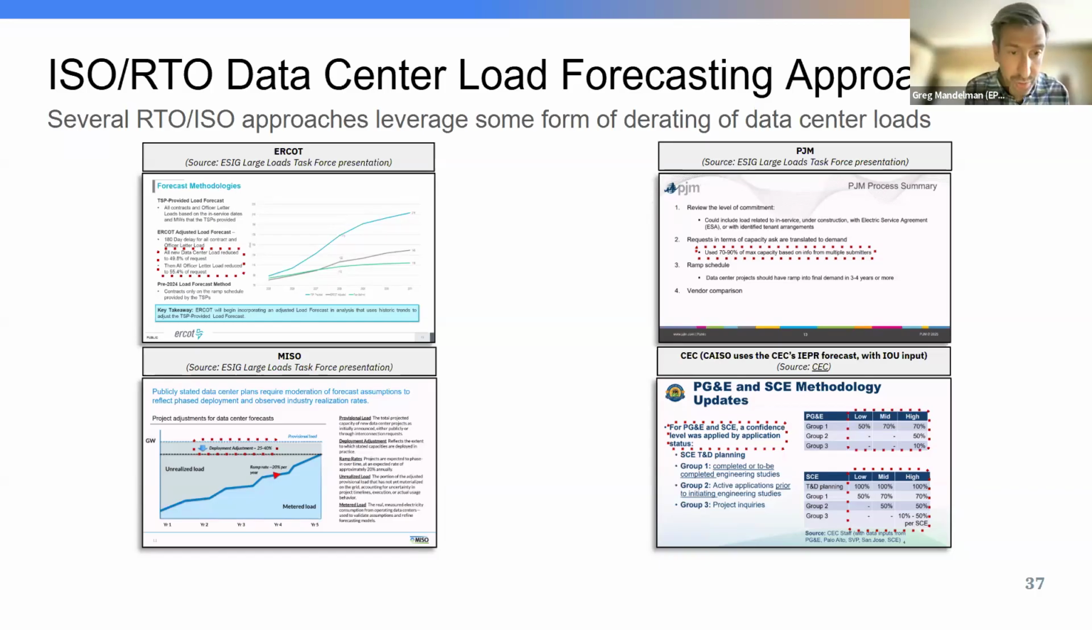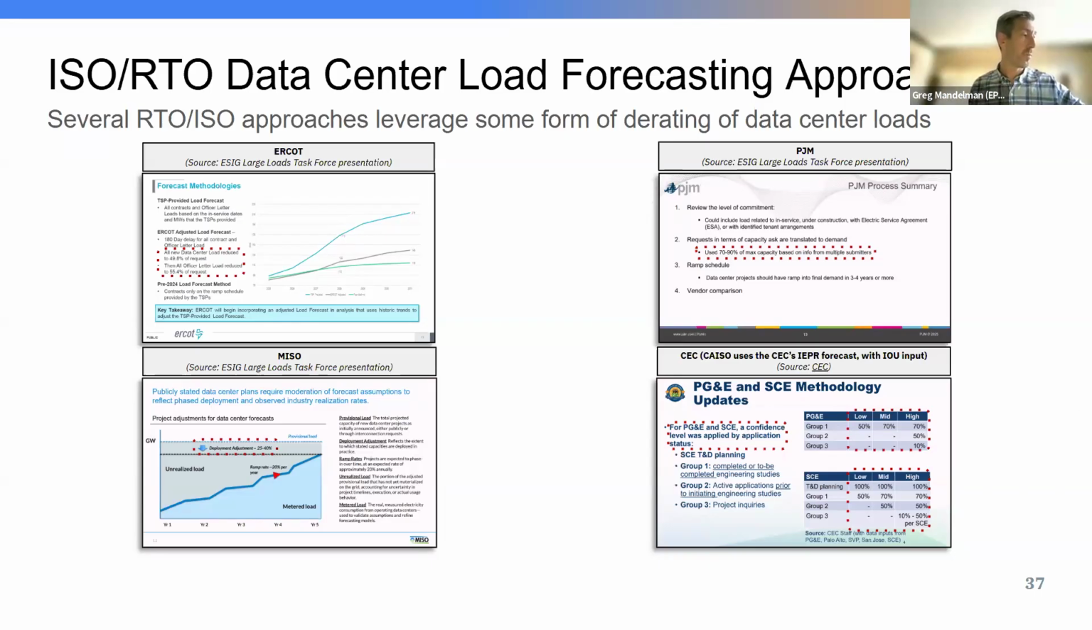MISO trims it to about 20 to 25 to 40%. PJM makes another haircut, not quite as big as some of these others. And here at the bottom, you see the CEC's work related to how the different utilities, in this instance PG&E and SCE, are thinking probabilistically about how they derate what they are seeing on their side.